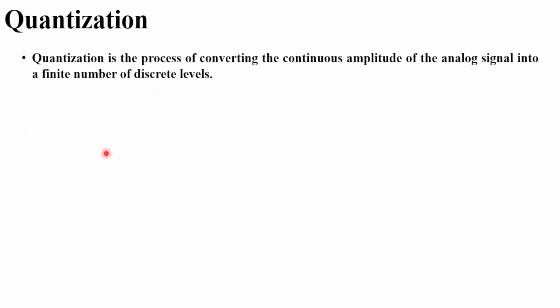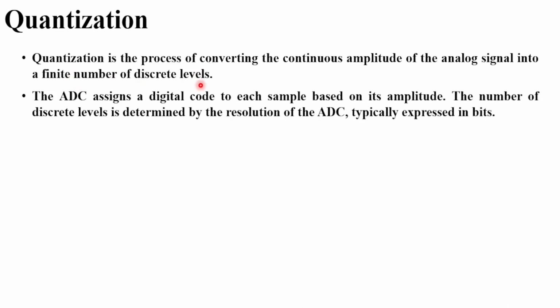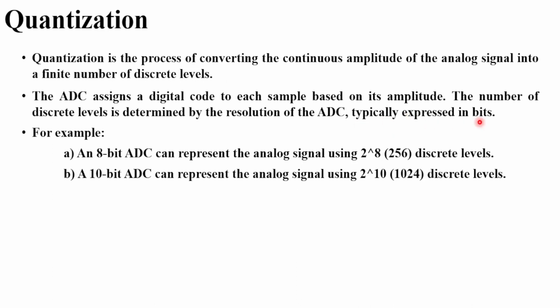Now, coming to the quantization part, quantization is the process of converting the analog signal into a finite number of discrete levels in terms of voltage or current. So, the ADC assigns a digital code to each sample of its amplitude, and these discrete levels are then resolved by the ADC. Generally, quantization is expressed in terms of bits.